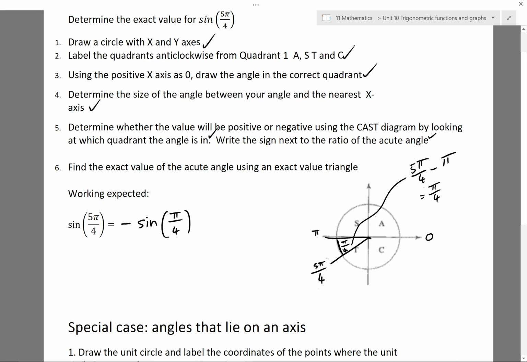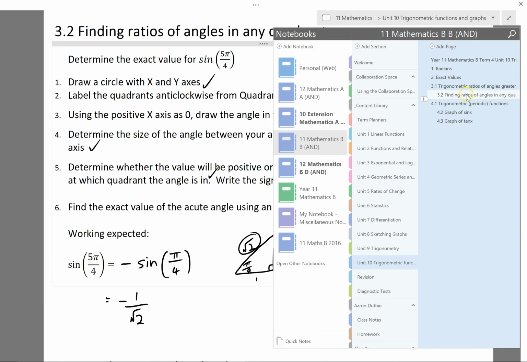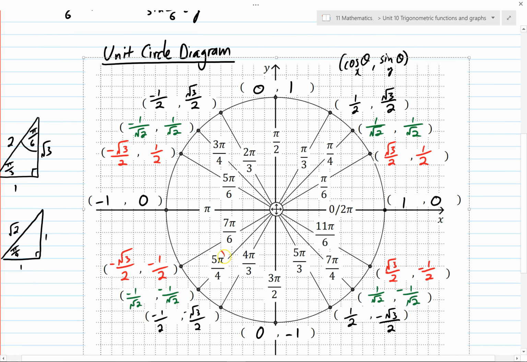And then my last step, find the exact value of the acute angle using an exact value triangle. So it's pi on 4, so I better use my pi on 4, 1, 1, root 2 diagram. Sine pi on 4 will be opposite over hypotenuse, so it'll be minus 1 on root 2. Yeah, that's all you need to do. So sine 5 pi on 4, I can check this works on that unit circle diagram. So I'll find 5 pi on 4, and I'm after the y coordinate, minus 1 on root 2, exactly what I got.